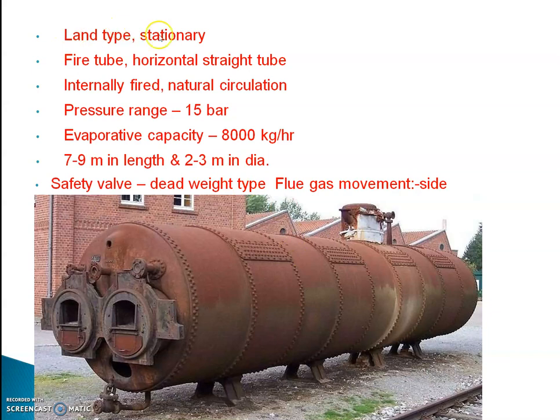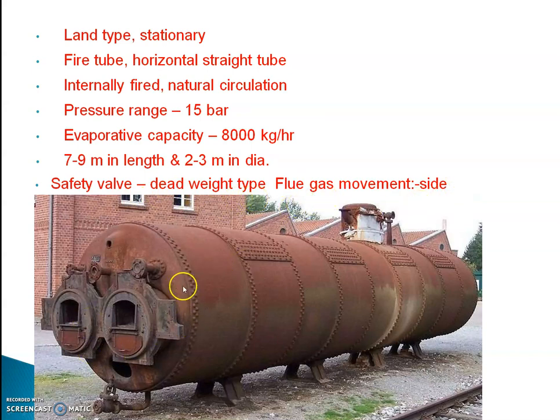It is a land type, stationary boiler, and the fire tubes are horizontal straight tubes. It is internally fired with natural circulation. The pressure range is 15 bar and the evaporative capacity is 8000 kg per hour. The length of the boiler is 7 to 9 meters and the diameter is 2 to 3 meters. The safety valve is of the dead weight type, and the flue gas movement is sideways.